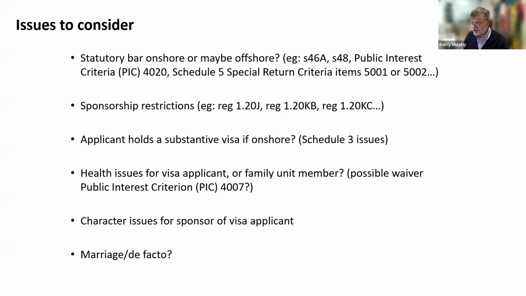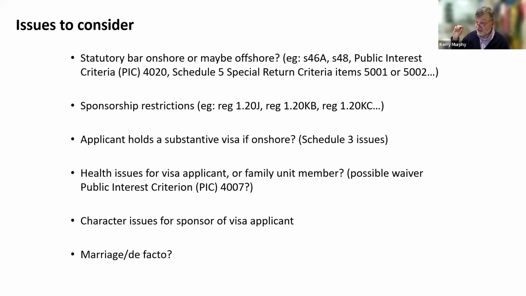There might be public interest criteria, PIC 4020, which is a 3-year ban. That's a refusal ground. PIC 4020 is we refuse you if you provided false information in part of the application or fraudulent documents. Then that creates, in turn, if that's refused, a 3-year bar from applying for other visas, except in certain circumstances.